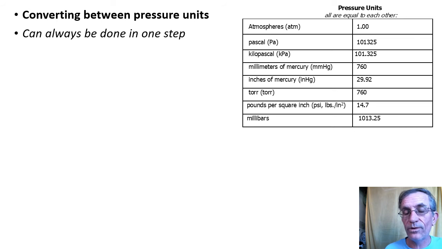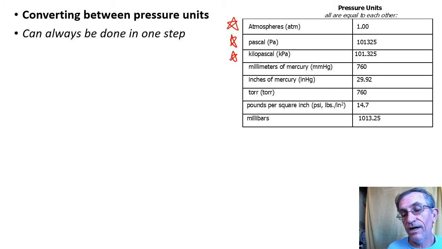So one unit of pressure that we use a lot in chemistry is atmospheres. And I should tell you, all these units of pressure are equal to each other. So 1 atmosphere is the same thing as 101,325 pascals. And there's another one that's related, kilopascals, which are used a lot in engineering. So 101.325 kilopascals. All these are equal.